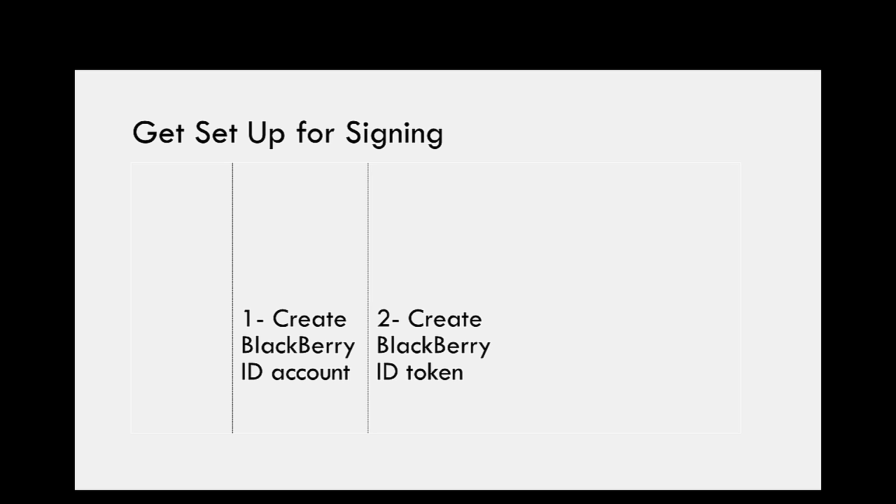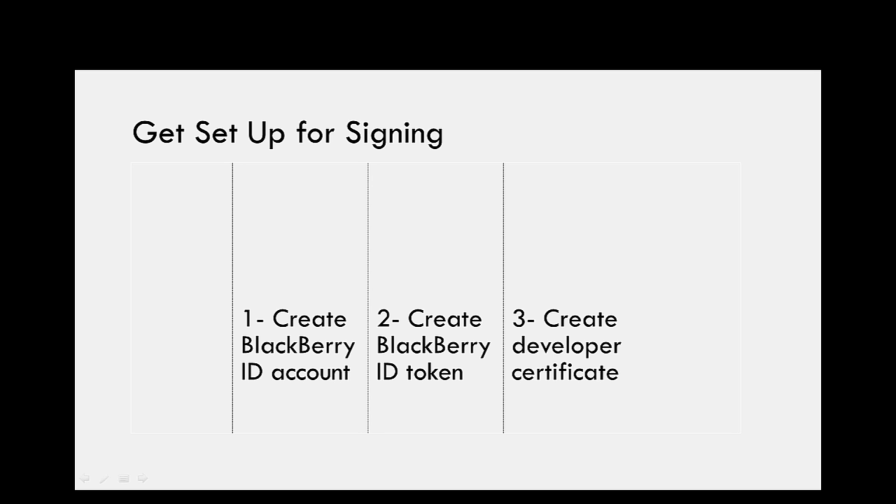Now, let's get started. The process of getting set up for signing basically consists of three super simple steps. 1. Create a BlackBerry ID account. 2. Create a BlackBerry ID token. 3. Create a developer certificate.